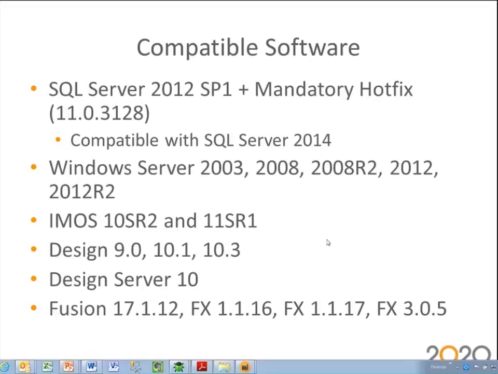EMOS version supported is R10 SR2 and 11 SR1 if you use EMOS. 2020 Design versions 9, 10.1, 10.3, and the latest 10.5. Design Server 10 and newer. And again, we don't have any customers in the U.S. or North America using Fusion, but these are the listed Fusion versions and newer as the new service packs come out.